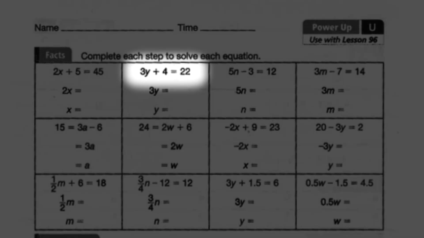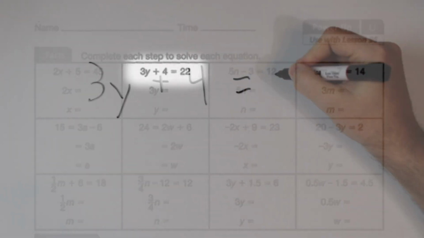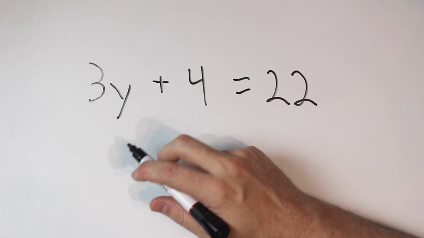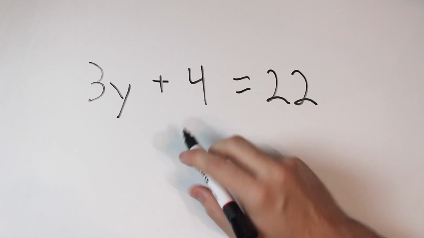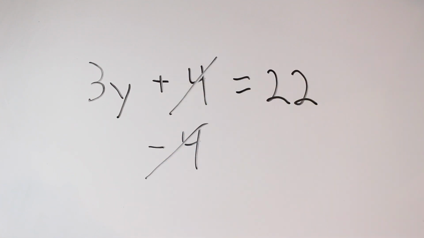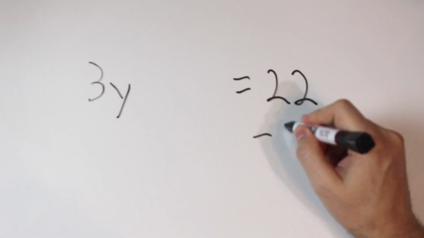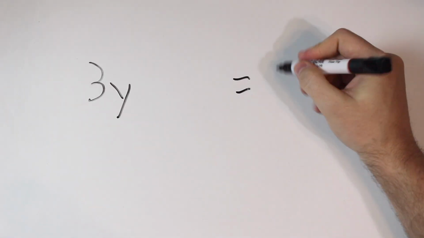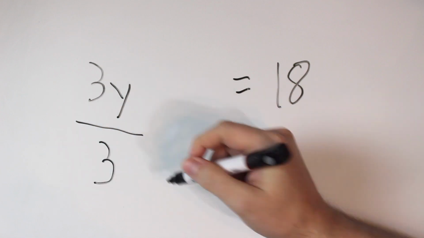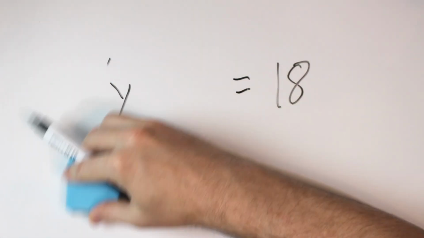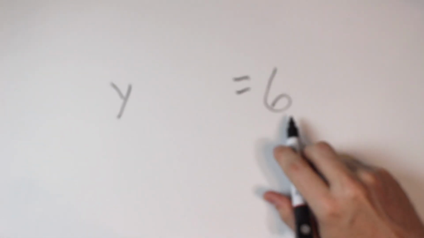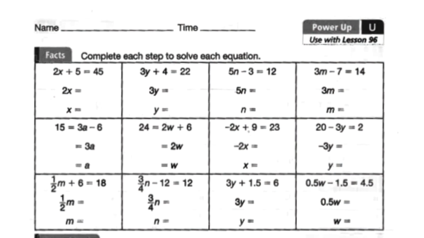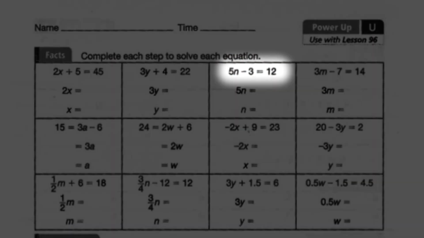Next up is 3y plus 4 equals 22. This problem looks very similar to the last one. So let's remember the steps. First, we undo the addition part. Subtracting 4 from this side cancels the 4. Subtracting 4 from this side leaves us with 18. There's the first part of our answer. Next, we undo multiplication. Dividing 3y by 3 leaves us with just y. Dividing 18 by 3 leaves us with 6. So we have y equals 6. That's the answer.